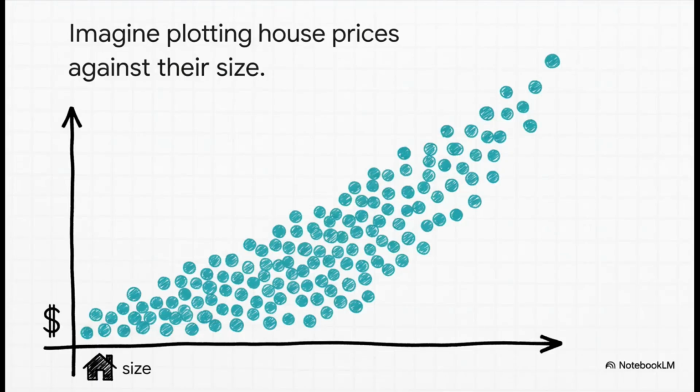Let's circle back to those house prices. Imagine you took the data from 100 different houses and just plotted it on a graph. You put the size along the bottom and the price going up the side. What you'd get is this big cloud of dots, right? But you'd notice, as houses get bigger, they generally cost more. The cloud would kind of drift upwards and to the right. There's a real relationship there, a trend that's just hiding in all that noise.